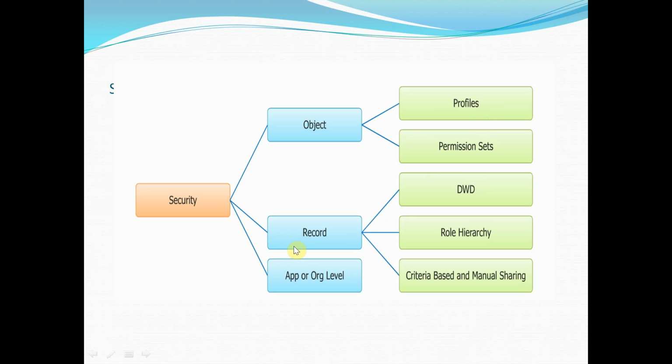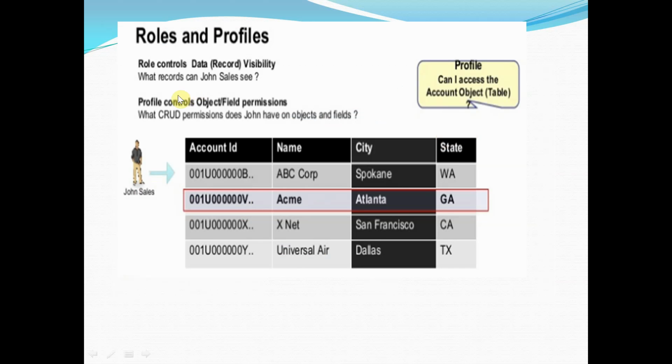Whereas records that you create within an object are controlled by OWD and role hierarchy, and then there are some sharing rules. In addition to these two, there are some app level and organization level security settings which we will see later. But the main topic we are going to cover here is how does profile control object level access. So let us look at what this means.